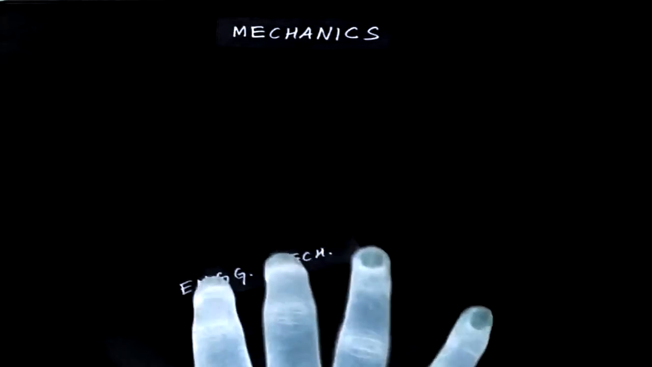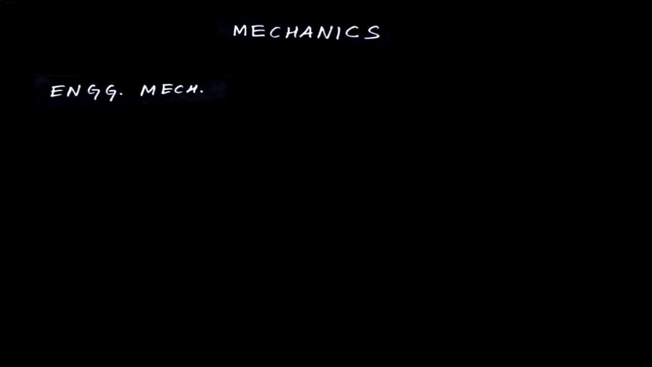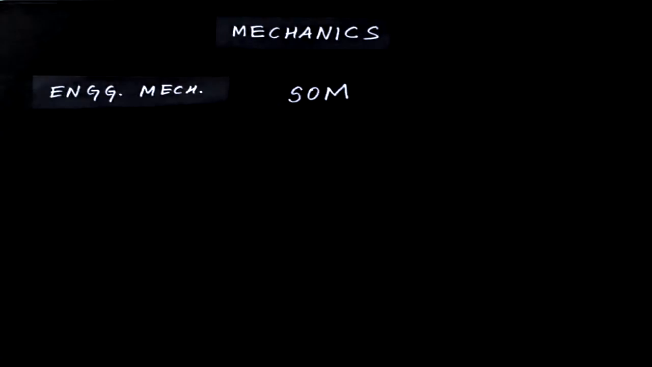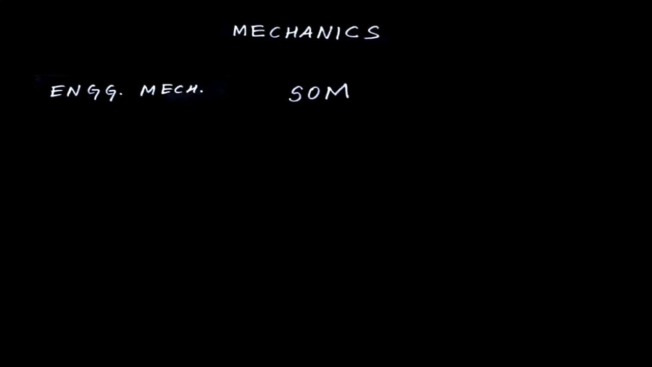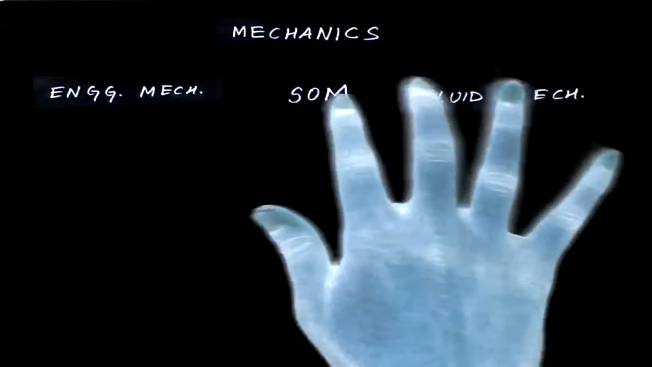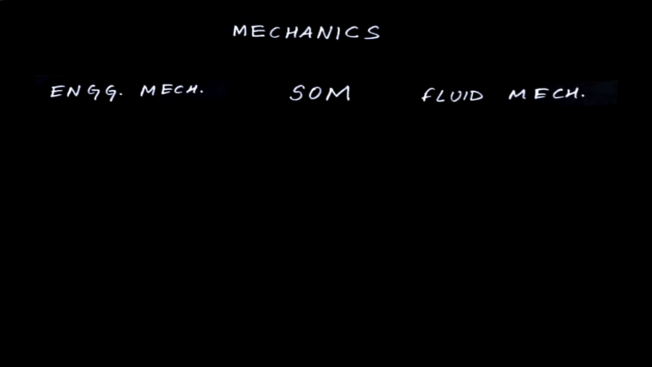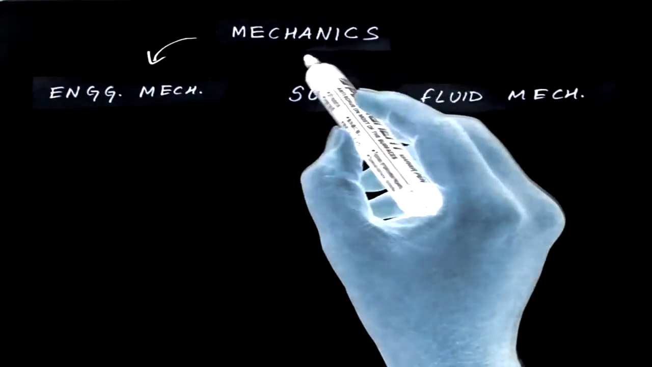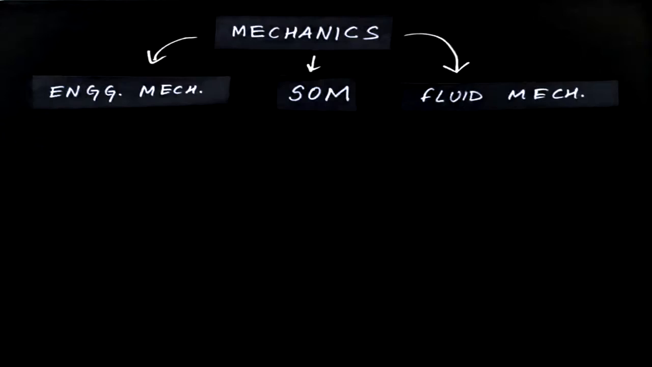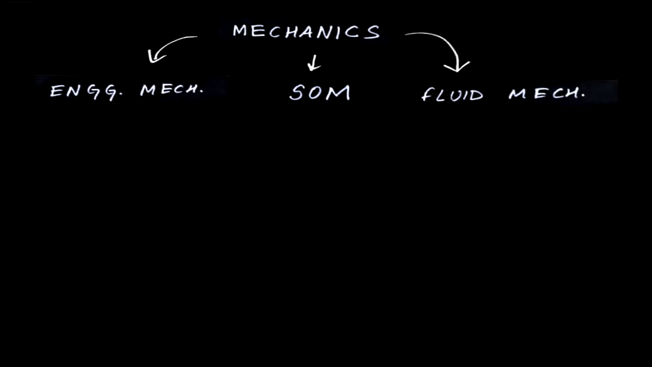All right, let us now start to understand the nature of the subject that we are dealing with this time. If we talk about mechanics, there are 3 types of mechanics. The first one is engineering mechanics that we all study in our first year of engineering, and then there is the second type, strength of materials, SOM, and then comes our favorite, fluid mechanics. So this is the category. Alright, so what are these things?